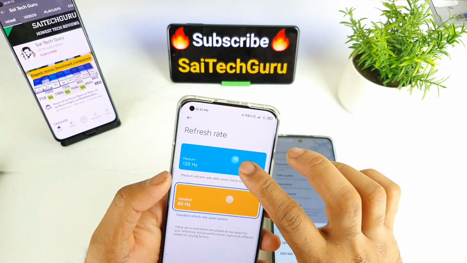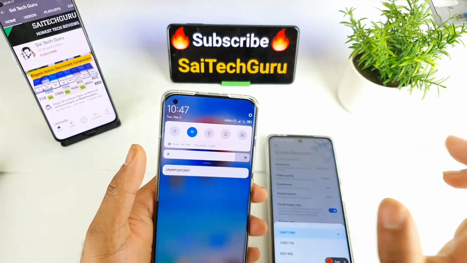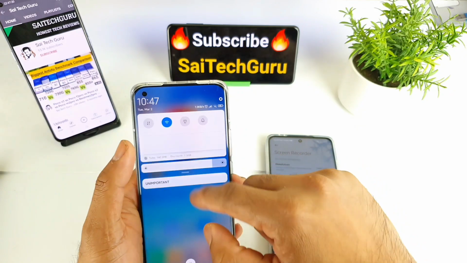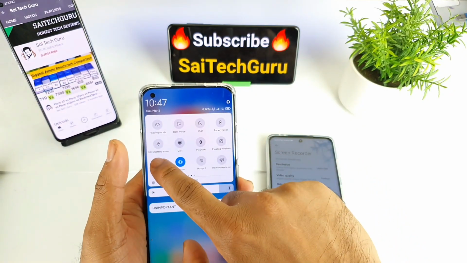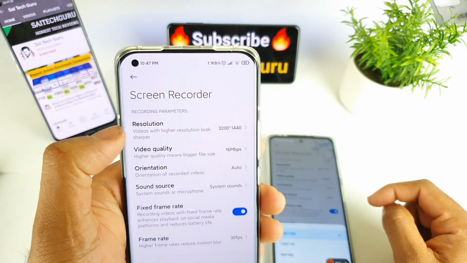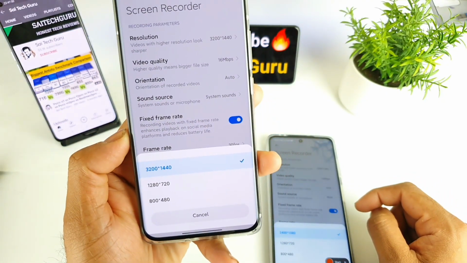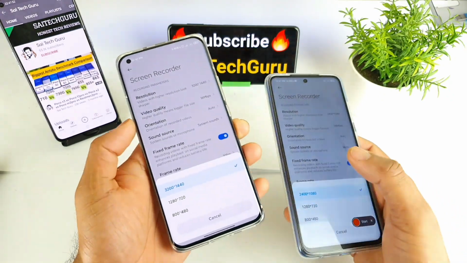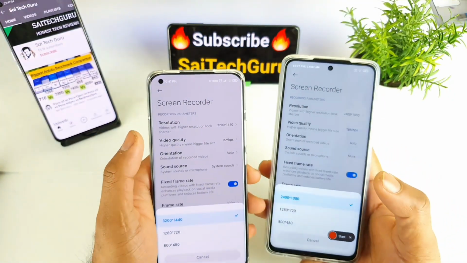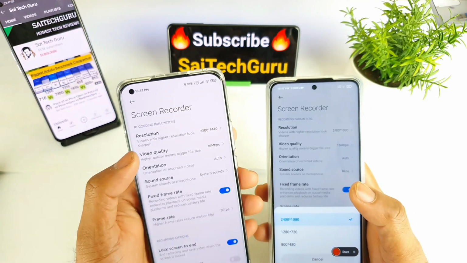So let me change even the refresh rate to the maximum. The refresh rate is also set to the maximum. And let me go back to the screen recording, and let's see, friends, what other changes happen. As I said, the resolution you are seeing right now is Quad HD 1440. As you can clearly see the difference, these are differences in the Mi 11. The reason is that the phone display is Quad HD, so that's why they added the extra benefit.